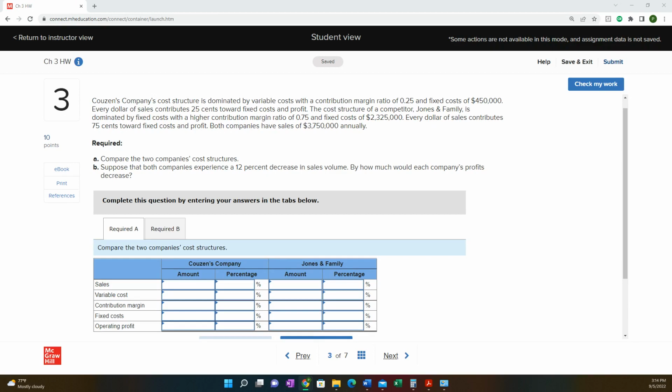Their fixed costs are much higher than Cousin Companies. Their fixed cost is $2,325,000 versus just $450,000 for Cousin Companies. And both companies have the same amount of sales annually, $3,750,000. So we're going to compare the two companies.